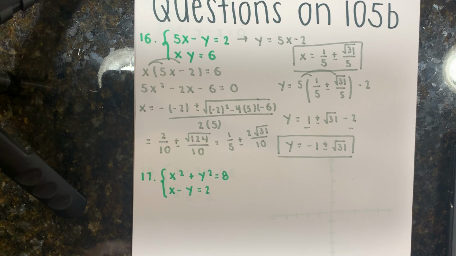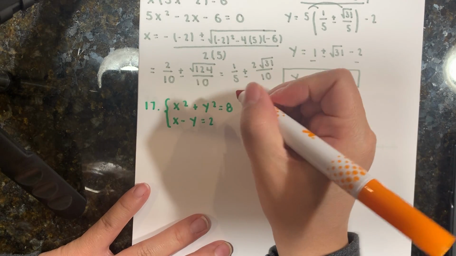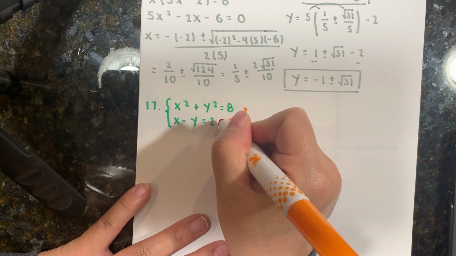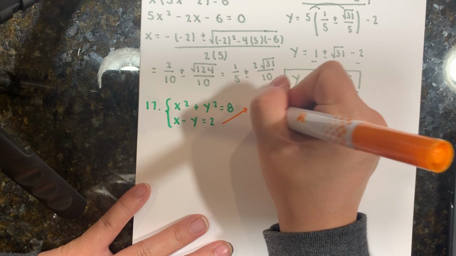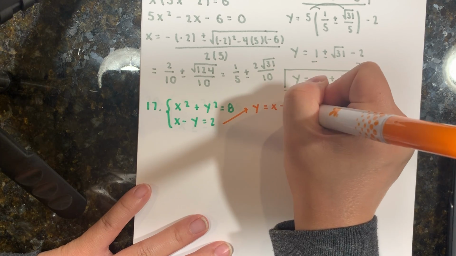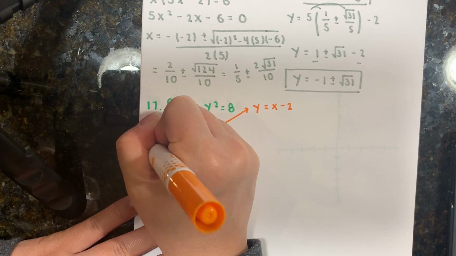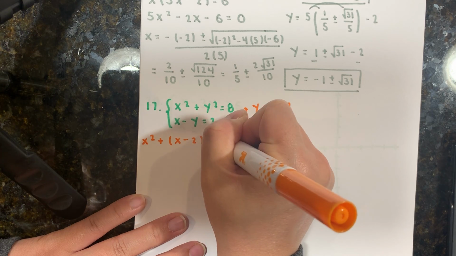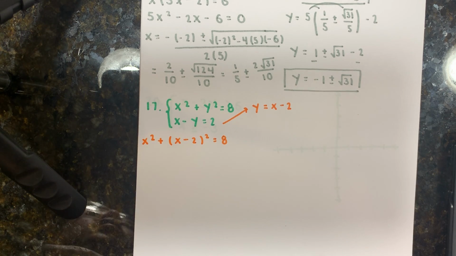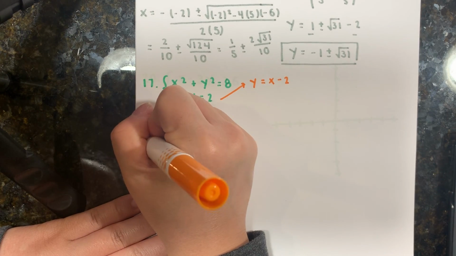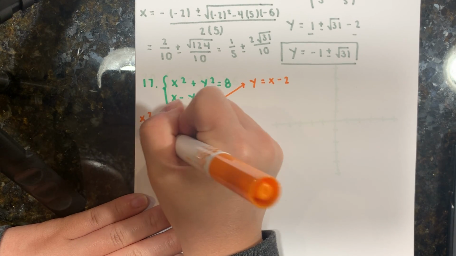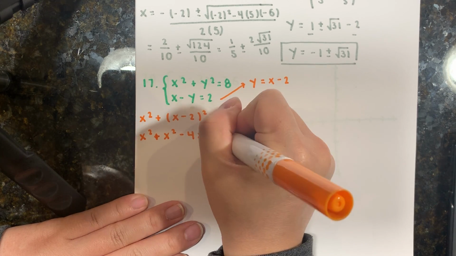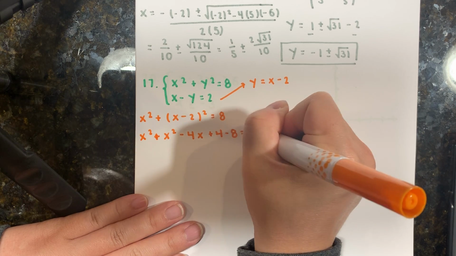Now moving on to number 17. I'm going to do the same thing for number 17. I'm actually going to solve the equation for y by moving the y to this side, moving the 2 to the other side. That makes y positive, and 2 is going to become negative. So now when I plug this in, I get x squared plus x minus 2 squared equals 8. I do need to multiply this x minus 2 out fully. So that would be x squared, sorry, that should be a plus sign, x squared minus 4x plus 4 minus 8 equals 0.